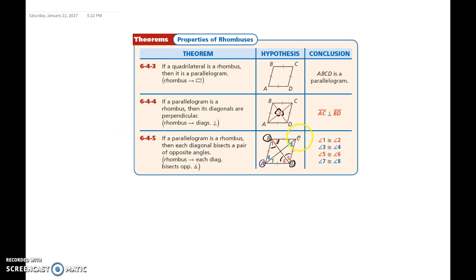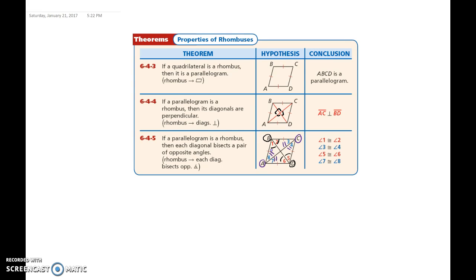Since these 2 opposite angles are congruent, and we're bisecting them, that means that these angles are congruent as well. So 3 and 4 are congruent because we're bisecting the angle. 7 and 8 are congruent because we're bisecting the angle. But then it also means that 3 and 8 are congruent and 4 and 7 are congruent as well. So all the blue angles are congruent and all the red angles are congruent.